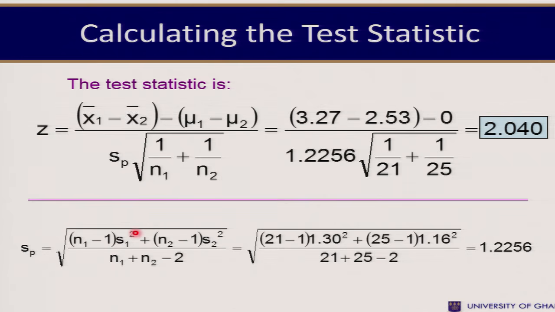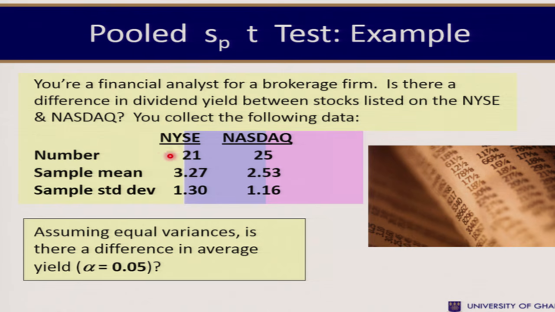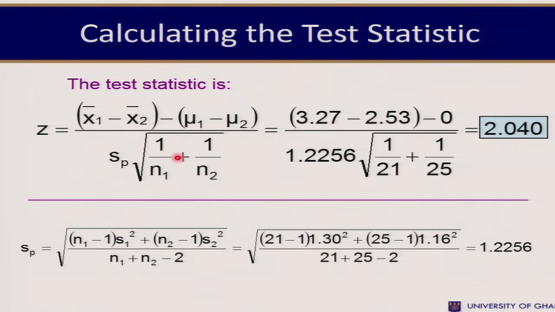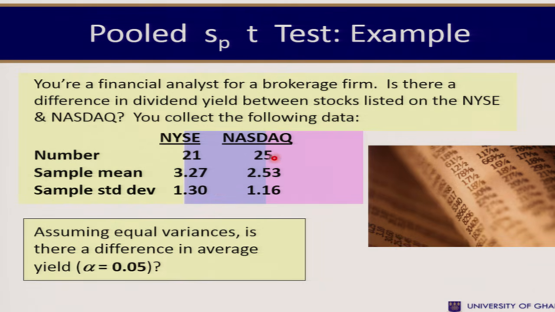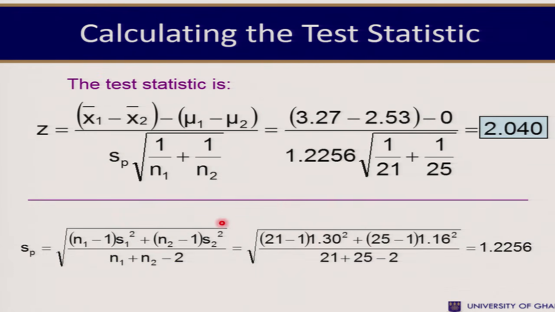And in calculating the pooled standard deviation, n1 minus 1 is the sample size for the New York Stock Exchange, that is 21 minus 1, times its standard deviation squared, which is 1.30 squared, plus n2 minus 1, which is that of NASDAQ, 25 minus 1, times the square of its standard deviation, which is 1.16, divided by n1, which is 21, plus n2, which is 25, minus 2. And hence we have 1.2256.